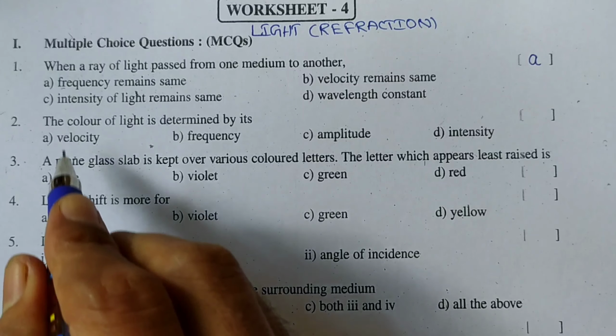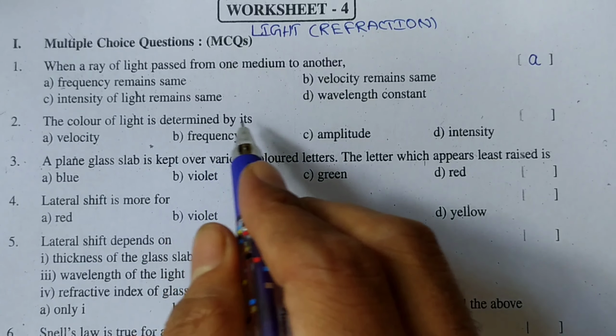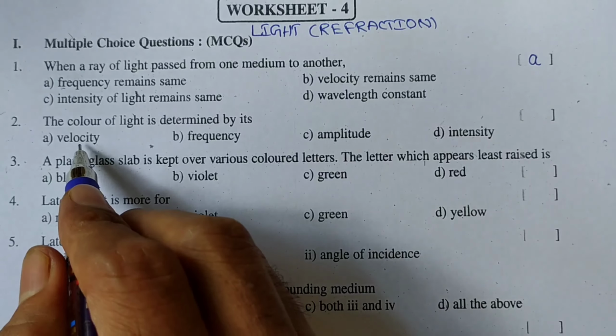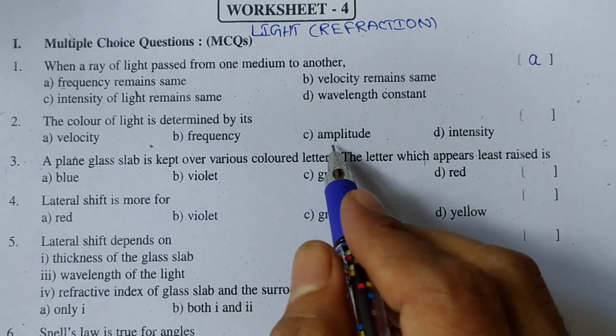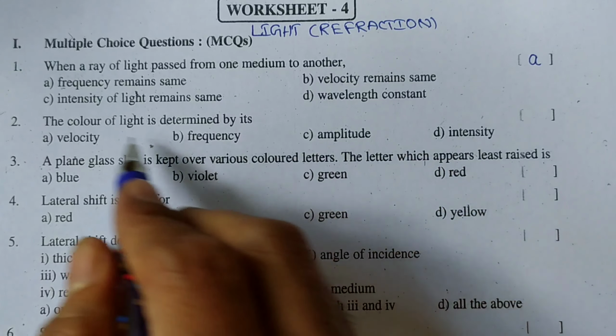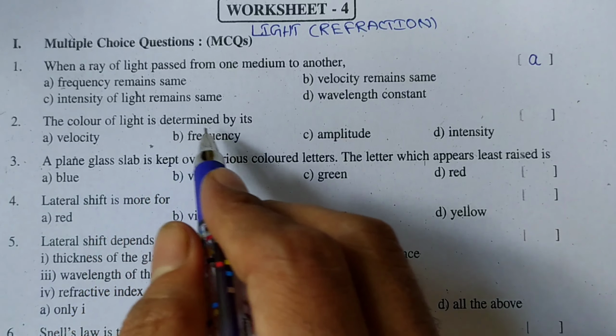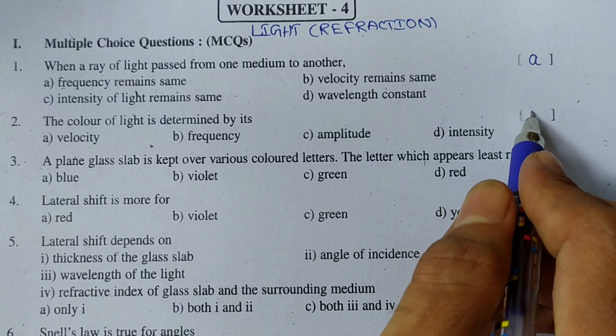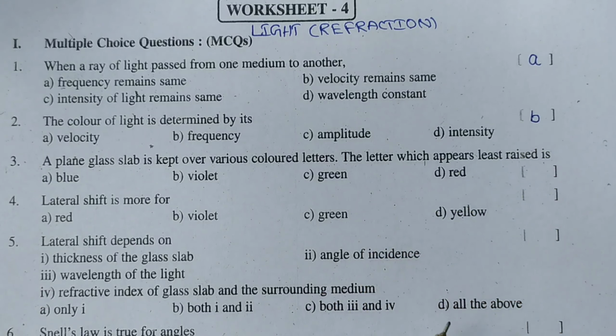Now we see question number 2. The color of light is determined by its velocity is wrong, frequency is correct, amplitude wrong, intensity is wrong. The color of the light is determined by its frequency. So here option B is the right answer.